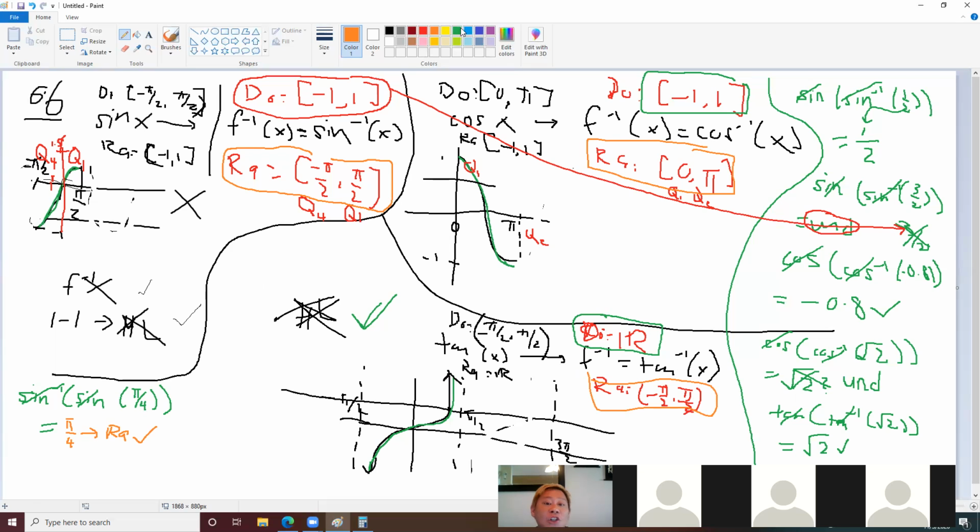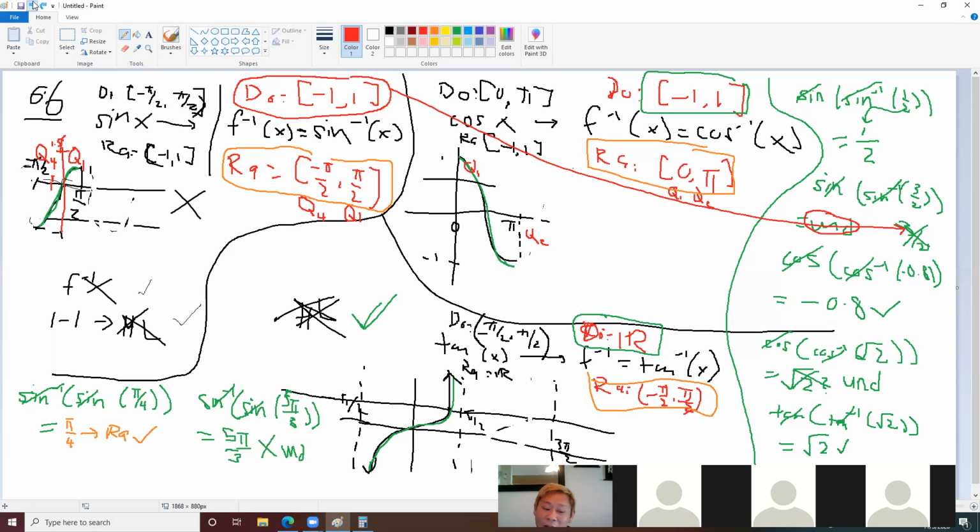What happens if I change this to become 5 pi over 3? These two will cancel as usual, and this will be 5 pi over 3, right? So my question is, is 5 pi over 3 inside this range? No. A lot of students think that this is going to be like what we just did here. Oh, it's not inside this range, it's undefined. This is wrong.